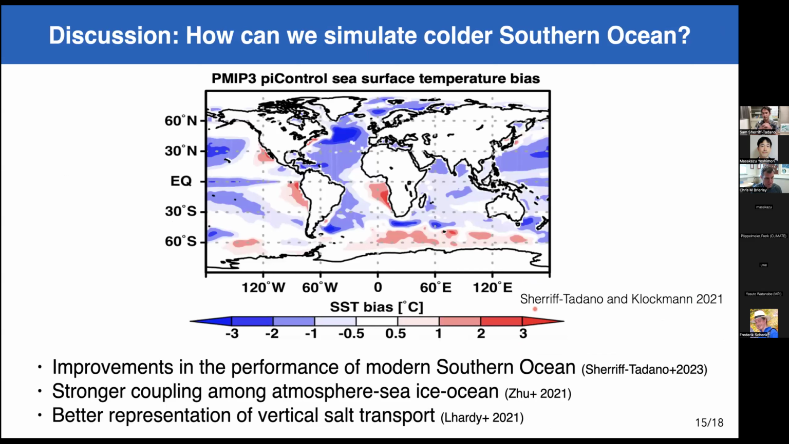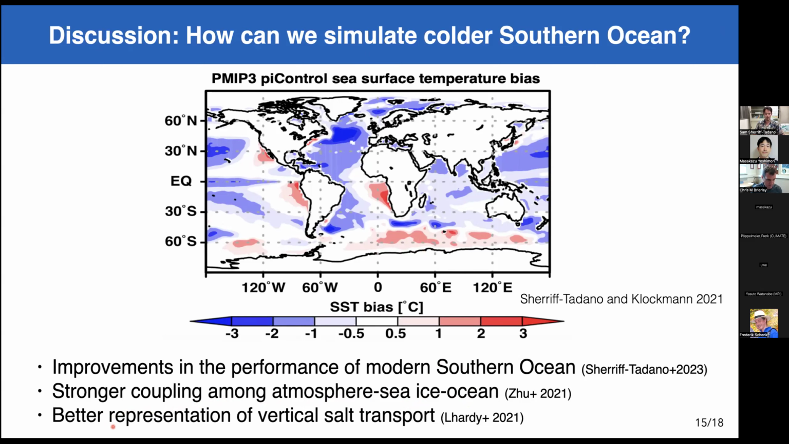So I'd like to move on to the discussion. So now we understand, okay, getting the right balance of the Southern Ocean and the North Atlantic is important. How do we do that? I think it can depend on each model, but one common thing that all the models have, at least the PMIP 2, 3, and some of the PMIP 4 models have, is the warm Southern Ocean temperature bias in the modern climate. And because the model has a warm condition already in the PI situation, maybe it's difficult to get a very cold Southern Ocean at the LGM. So fixing this bias by changing some of the cloud scheme, sea ice transport scheme, or by changing the strength of the coupling among atmosphere, sea ice, ocean over this region might be important.